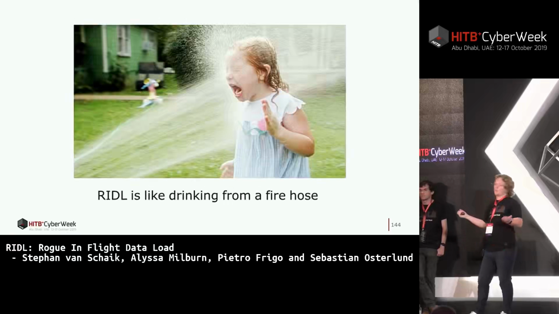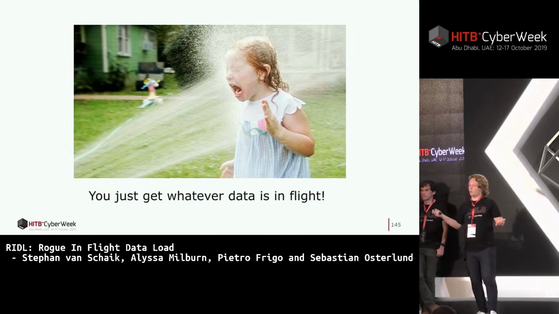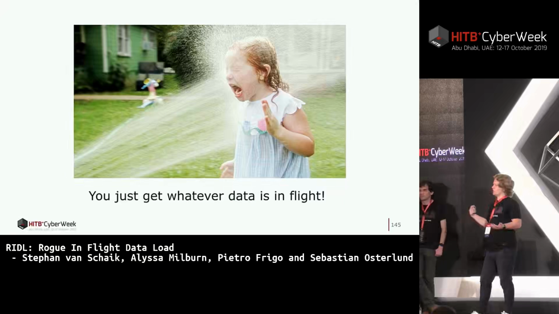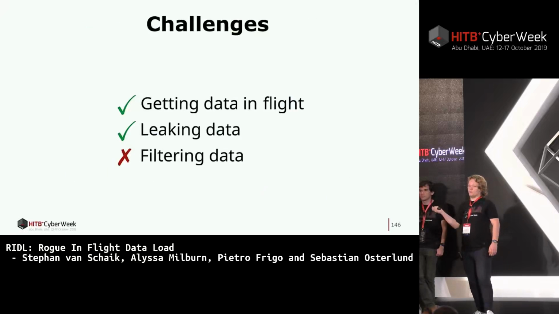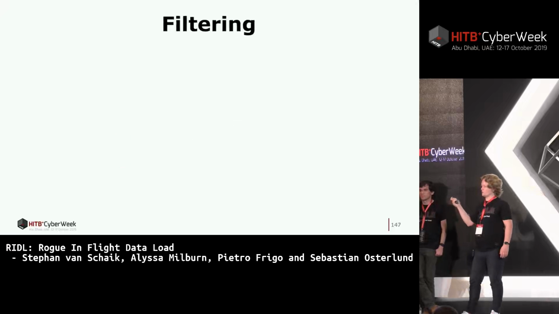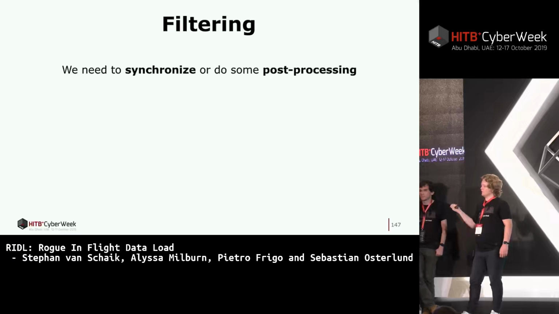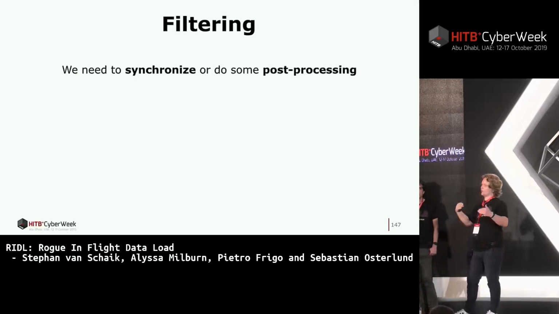But the problem is that this approach is like drinking from a fire hose. You just get whatever in-flight data is available. So we have to do some other things to actually make this a realistic attack. So the third challenge is to actually filter the data, do some post-processing. We had two ideas. The first one is to do some kind of synchronization so that you time the leaking with the exact time when the desired data is in flight.